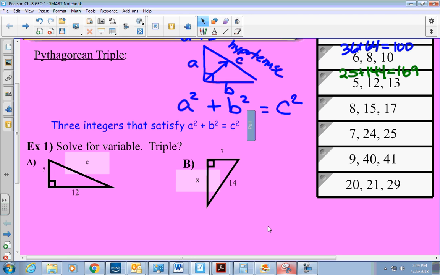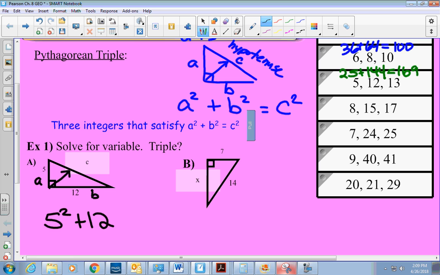Okay, so there's only 2 ways you can encounter the Pythagorean theorem. One way is if you don't have the hypotenuse, if you need to find C, or the hypotenuse. So remember, the hypotenuse is always the one that's across the street from the 90-degree angle. So here is A, here is B. When we square each one of them and add them together, it should be equal to C squared. So we've got 5 squared plus 12 squared equals C squared.